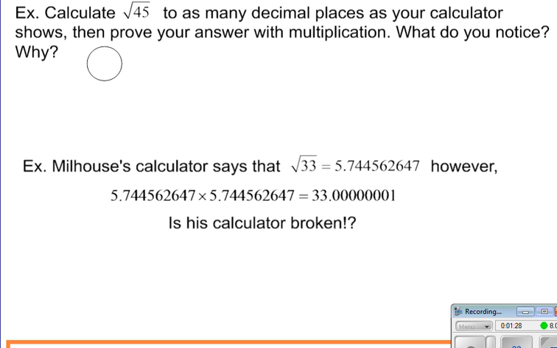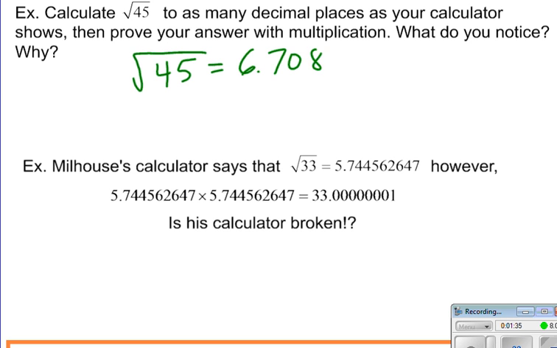Let's try that again. Square root of 45. When I enter that in, I get 6.708203932. That's with all the decimal places. Your calculator might show something different. So then if I took this number times itself, 6.708203932 times 6.708203932, I end up getting 45. Okay?